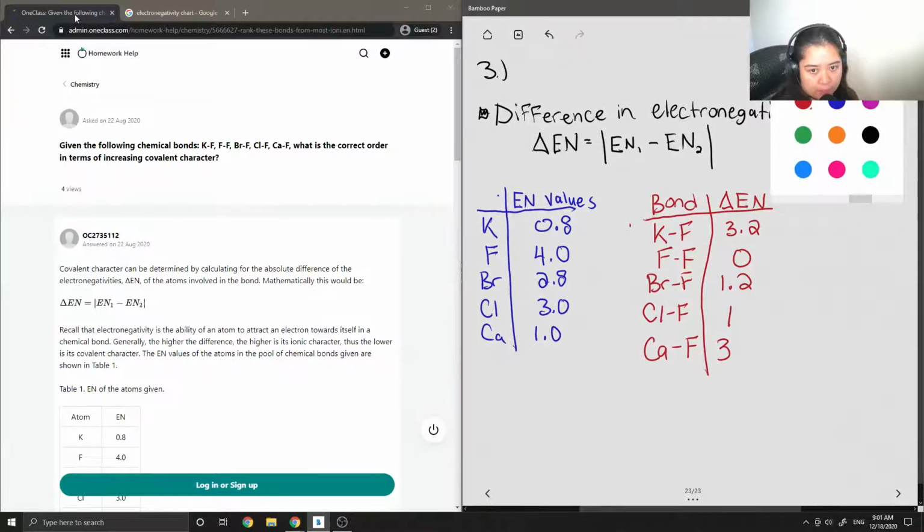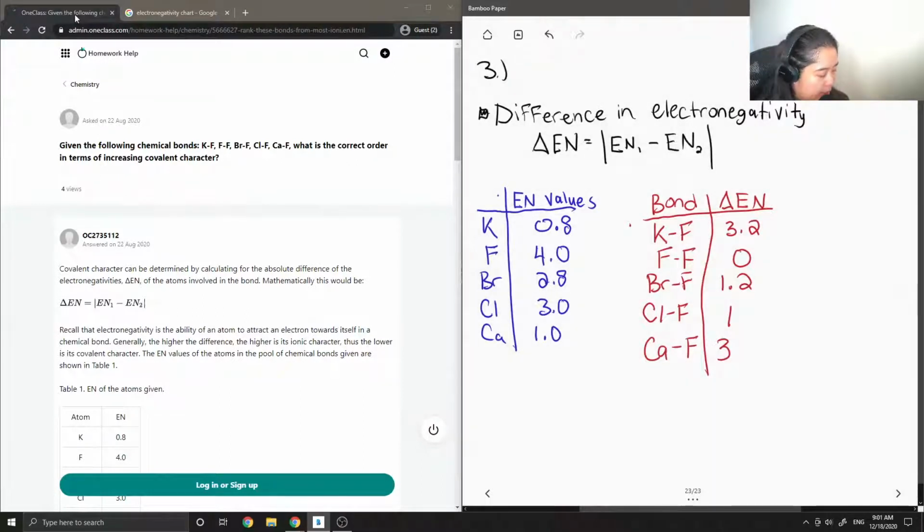Okay, so when we want to look at how covalent a bond is, when we have a greater delta electronegativity value, the more ionic our bond is.